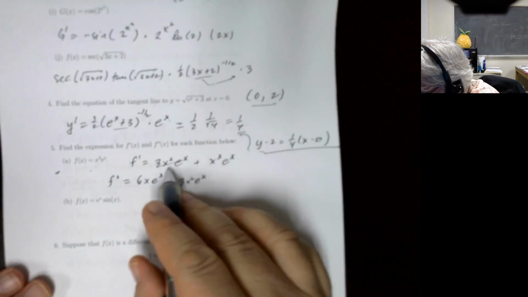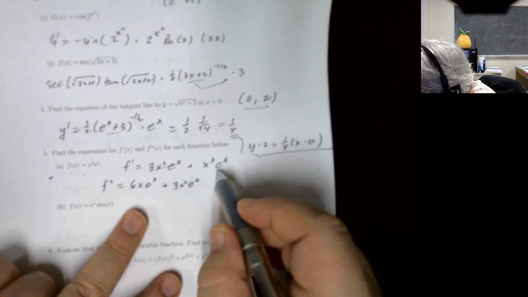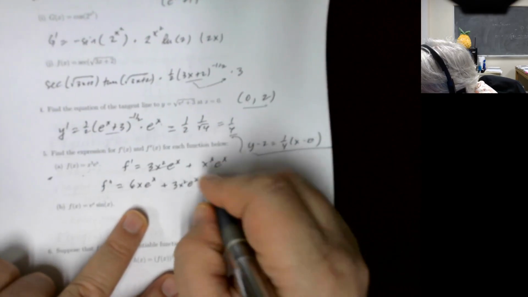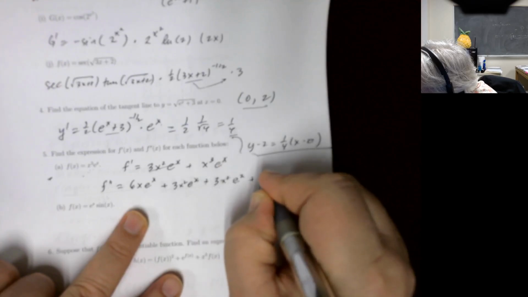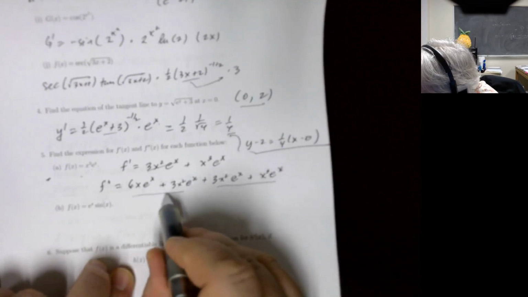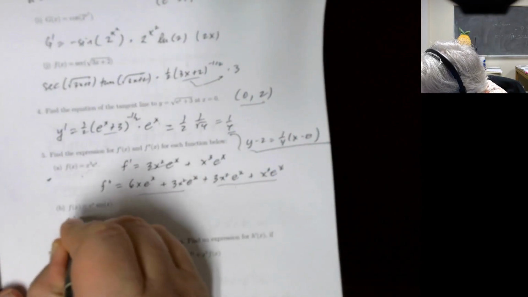Oops, I don't want to scratch that out because I do want my f prime there. But now when I take the derivative of x cubed again, I get 3x squared e to the x, and then my last term will be x cubed e to the x. So you have four terms here, right? Two of these are paired up as product rules from where you ended up. Good.